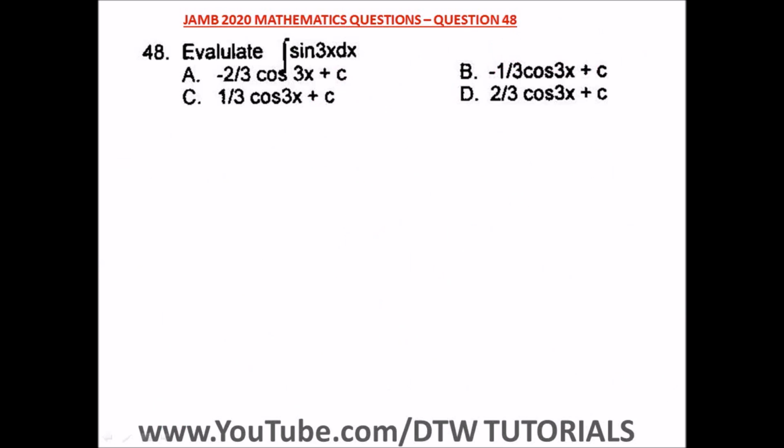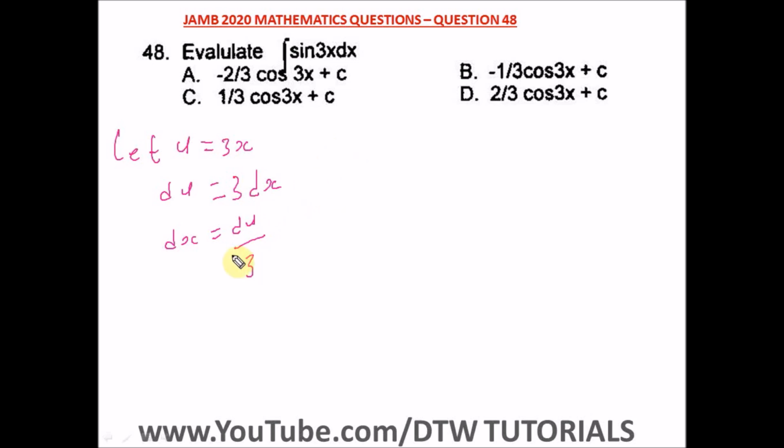Next question of the 2020 Maths JAMB questions, which is number 48. Number 48 says evaluate the integration of sine 3x dx. So let u be equal to 3x. Therefore du is equal to 3 dx. So dx is equal to du over 3.